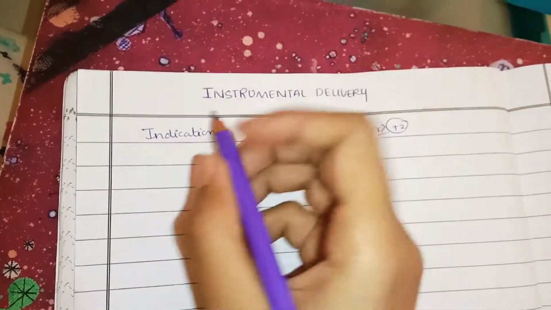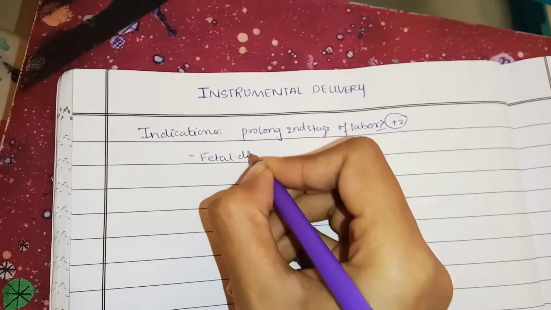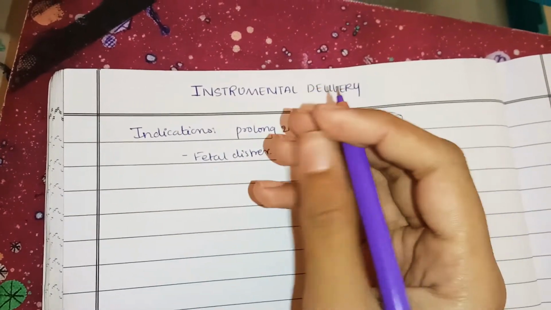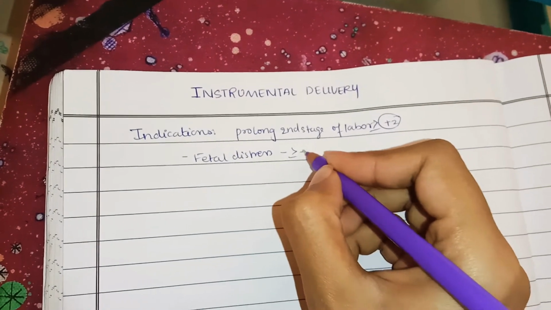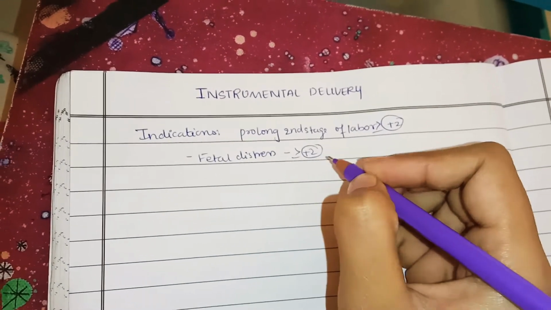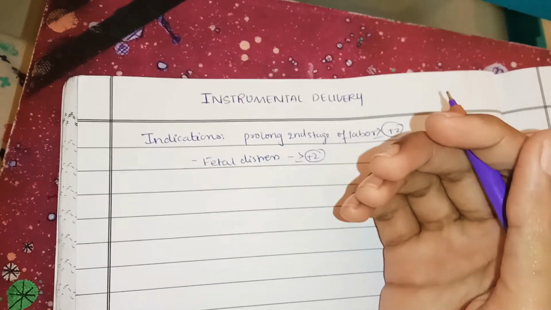down, right? The other indication is fetal distress, because the fetus is already in problem, in distress. And especially in fetal distress also, if the head is greater than or equal to +2 only, you will do this, because the fetus may die in a very few minutes or seconds. So it's better to do instrumental delivery.